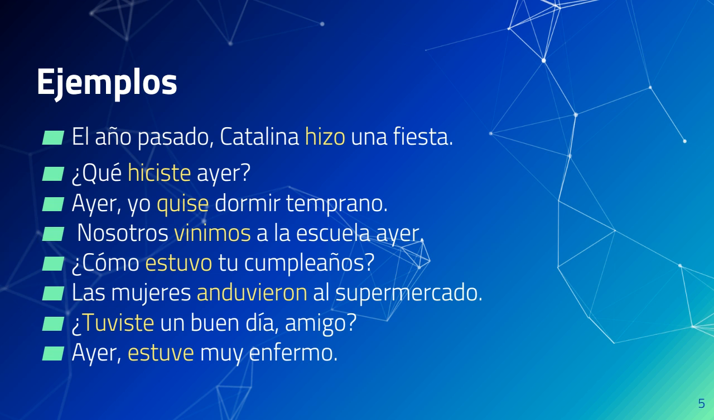Aquí tenemos algunos ejemplos. So, primero, el año pasado, Catalina hizo una fiesta. Last year, Catalina had a party or made a party. It would be kind of how that would be translated as, ¿Qué hiciste ayer? What did you do yesterday? Ayer yo quise dormir temprano. So yesterday I tried to sleep early. This is actually implying that I failed to do it also. So I tried and failed to sleep early.